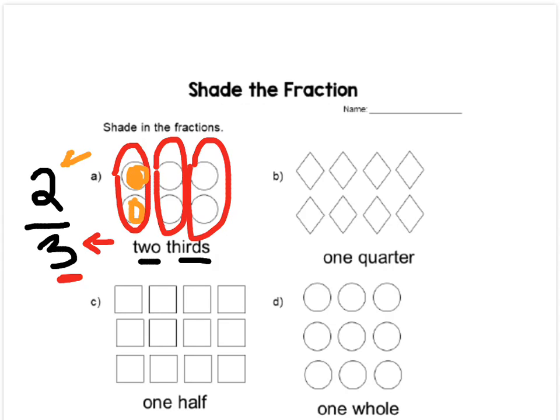So that's 1 group colored in, and 2 groups colored in. And then the third group, we leave blank.